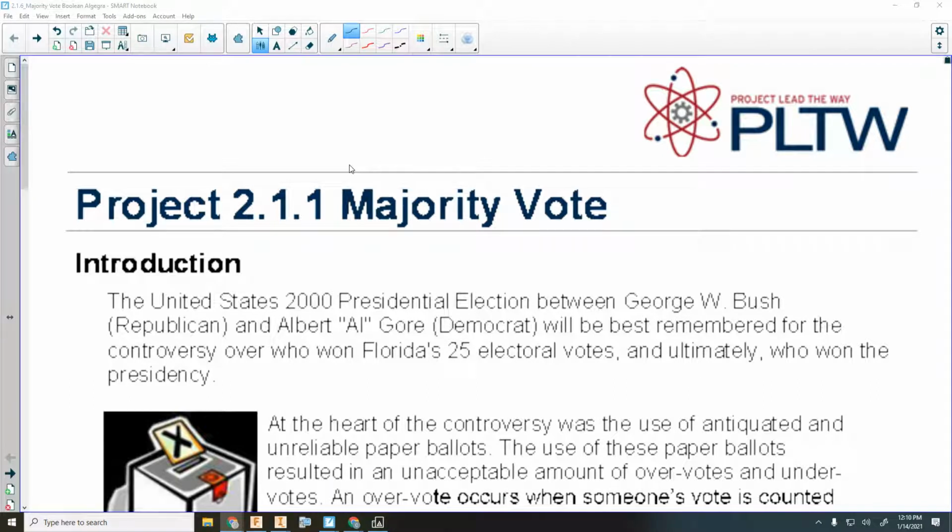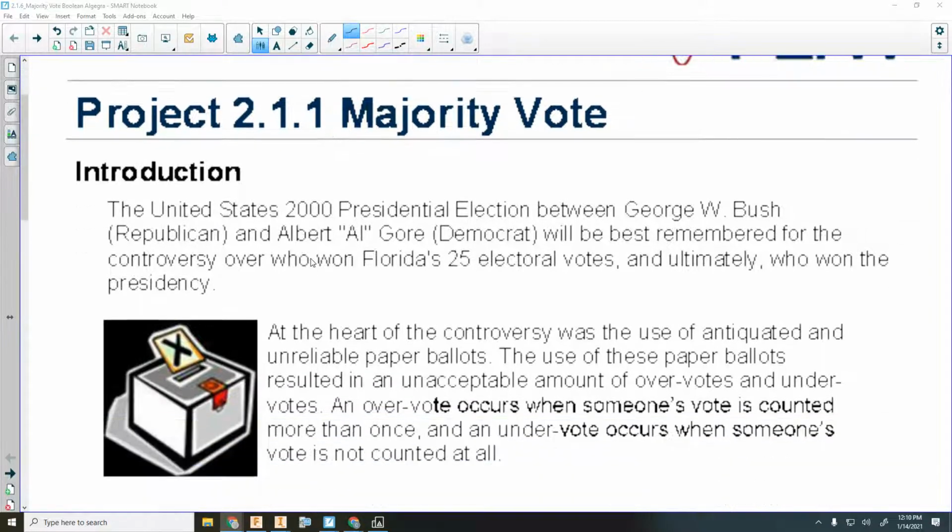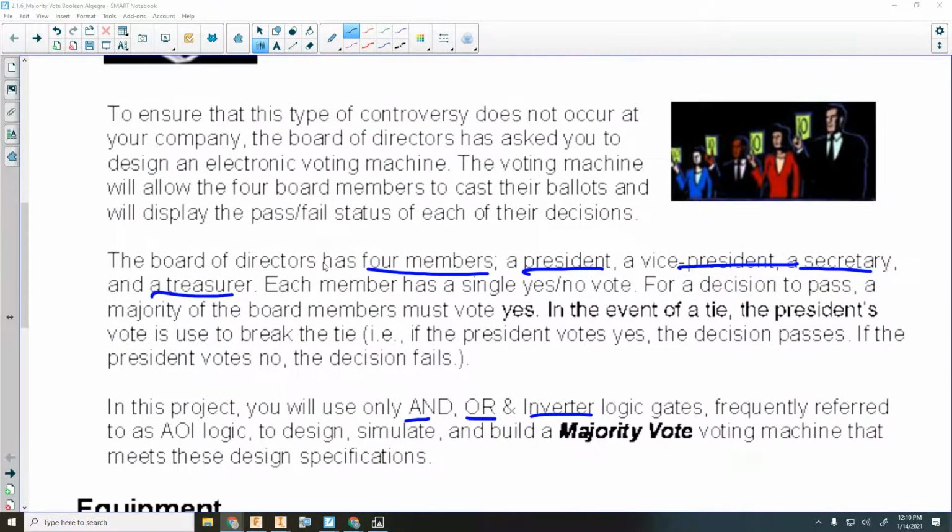Okay, so our project here is to do the majority vote. And we are going to breadboard this. This used to be introduced as the intro project, but we finish it up. So that's why this number is off. It's actually now 2.1.6, but the project's the same.